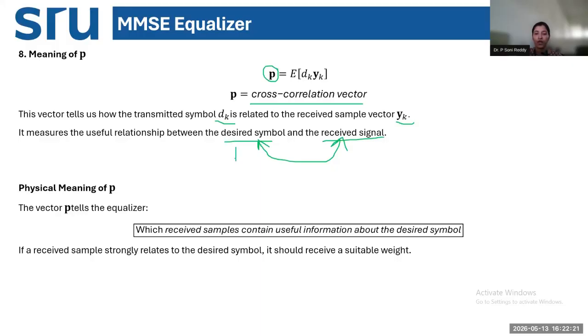So I'm transmitting a symbol 1, but I'm receiving a symbol 0. Then what would be the relationship? Is 0 equal to 1? No. So the cross correlation factor would be very, very low.